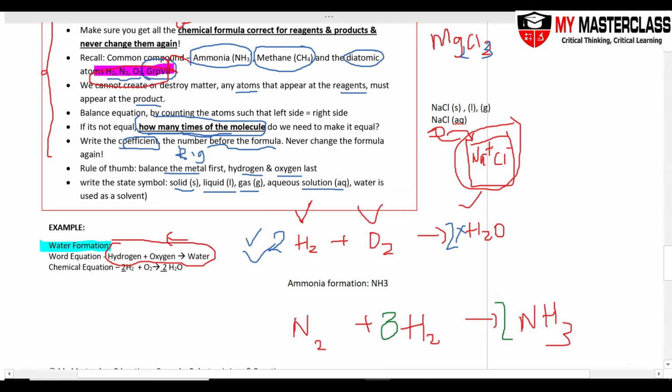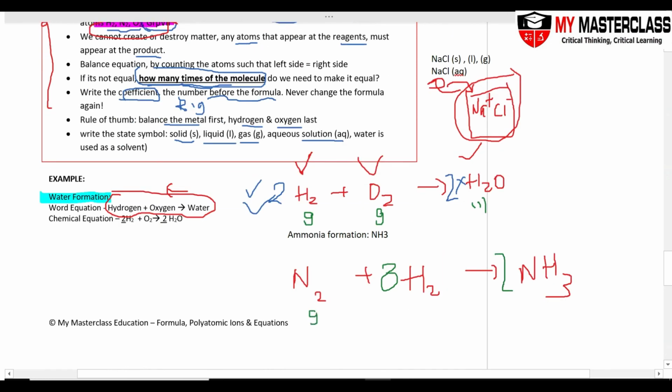If your school wants you to write state symbols, then hydrogen is a gas, simple covalent, low melting point, boiling point. Oxygen is a gas, water, you know it's liquid. Same thing, this is gas, gas.